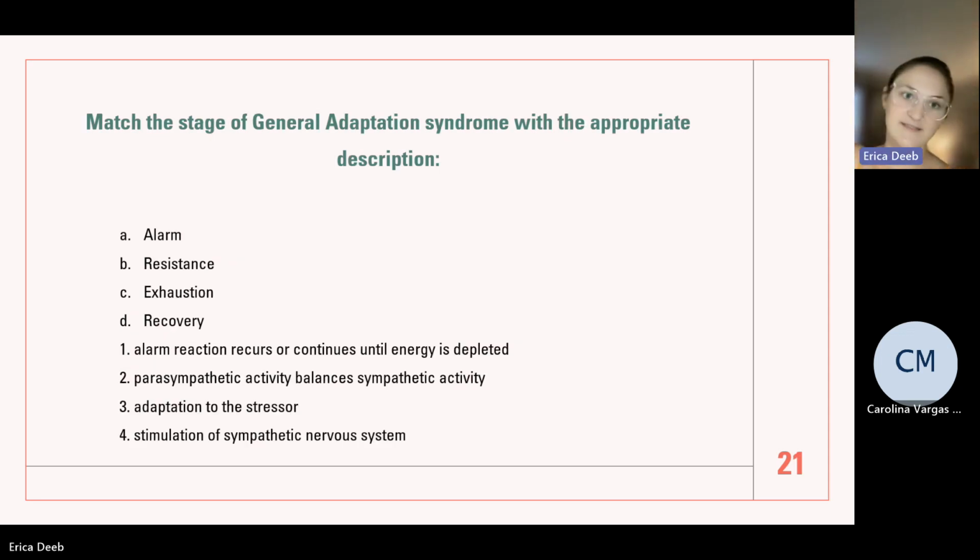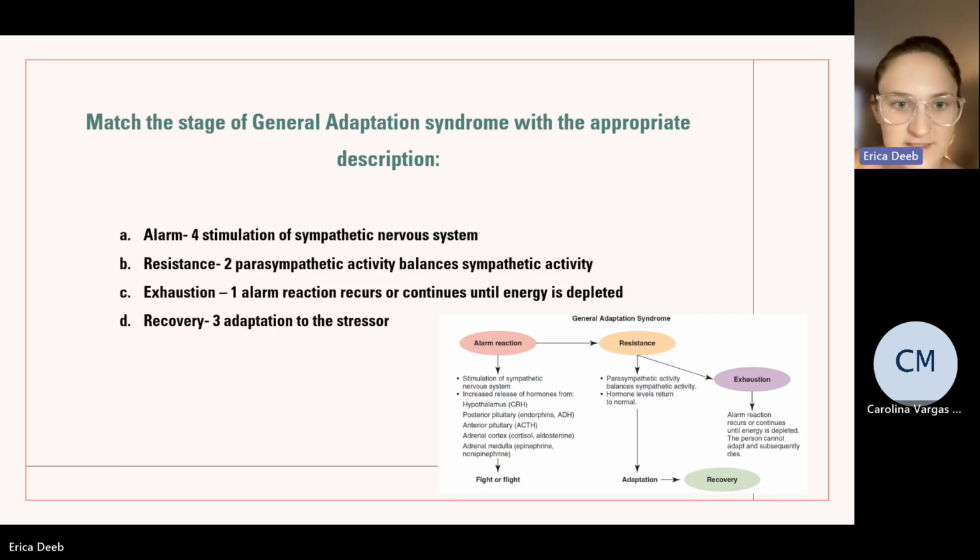All right, so match the stage of general adaptation syndrome with the appropriate description. So they have the 4 stages, which are alarm, resistance, exhaustion, and recovery. And then we have the 4 definitions that go with it. So let's take a look at the correct answer. So here's the 4 stages in order, and here's the diagram again.